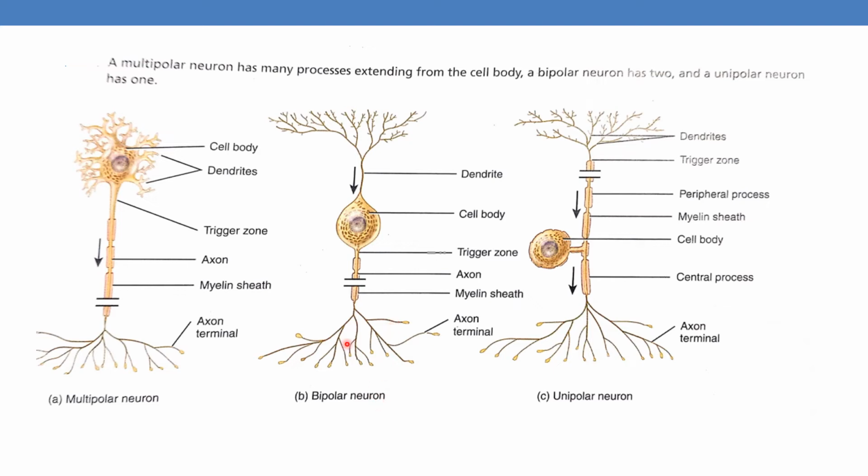This is a bipolar neuron. It has one axon and one dendrite. This is axon and this is dendrite. When it comes to a multipolar neuron, they have one axon and multiple dendrites. Here you can see the multiple dendrites in the multipolar neuron. All motor neurons are multipolar and most of the neurons of the brain and spinal cord are multipolar.